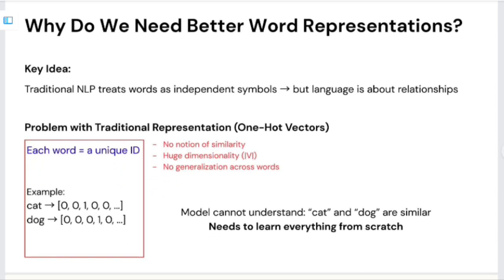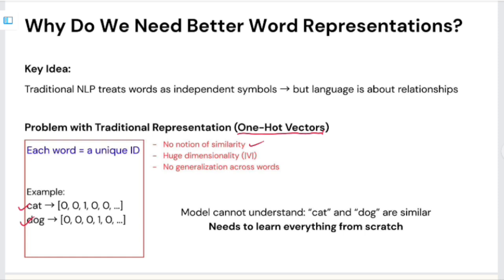Traditionally in NLP, words were represented using something called one-hot vectors. If you look at the example on the slide, each word is represented as a vector where only one position is 1 and everything else is 0. So for example, cat might be represented as 00100 and dog might be 00010. Mathematically this is convenient, but conceptually it is extremely limited because in this representation every vector is completely independent. There is no notion of similarity. From the model's perspective, cat and dog are just as different as cat and something completely unrelated like airplane.